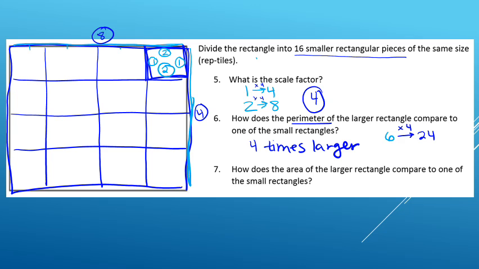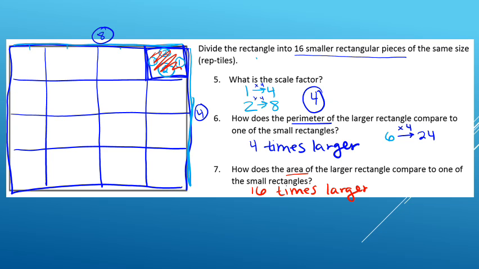And now I'm going to think about area. With area, I'm thinking about how many copies of that small rep-tile fit inside of the larger shape. Again, I can now fit 16 copies in here, so this area is actually going to be 16 times larger.